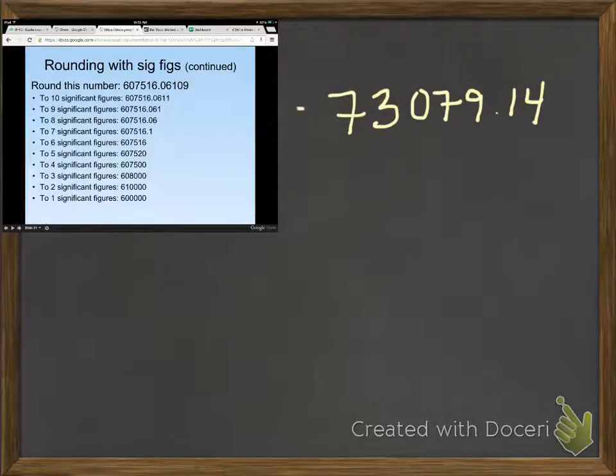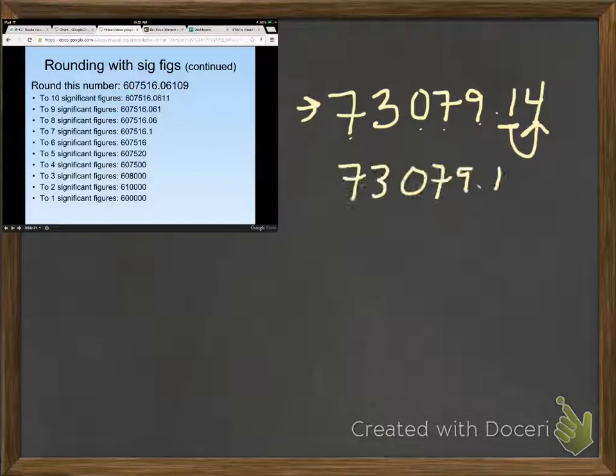Okay, assuming that you've been given this number, 73,079.14, and you've been told that you need to round it to 6 sig figs. Well, this isn't too hard. 1, 2, 3, 4, 5, 6. We're going to keep that number. And if we look at the number that follows it, we know that it won't round up. Okay, that was pretty easy. 73,079.1.